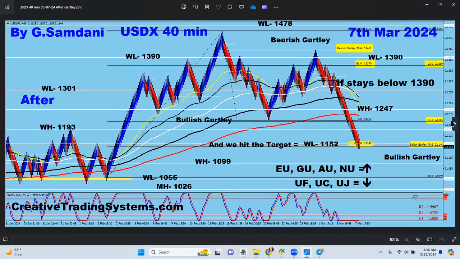Boom, boom, boom, right there. So it came down. Then it went even more to the downside. But I don't care because my bread and butter is already taken from this move, right?